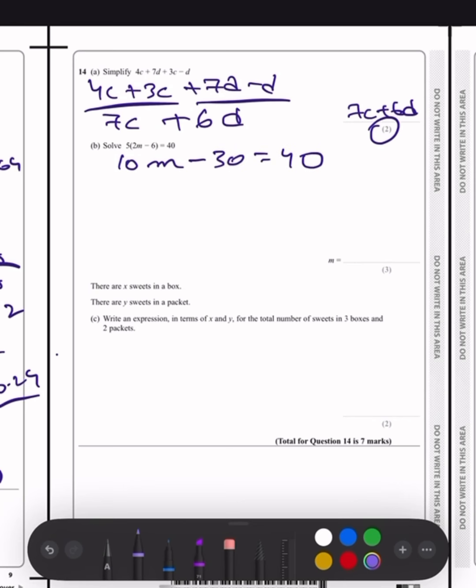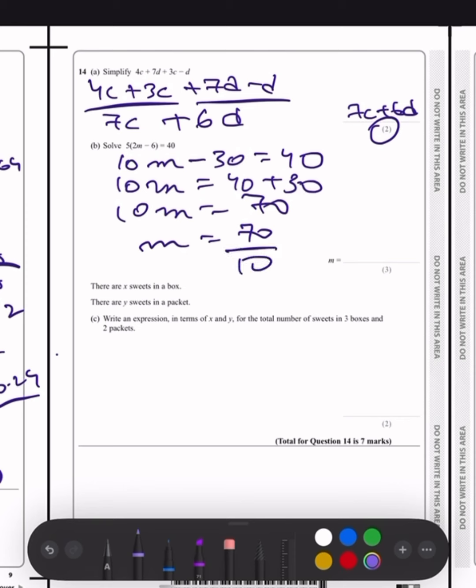Here we know we can find m itself. So we do 10m is equal to, when the minus goes to the other side, it goes into plus. So we do 40 plus 30. 10m is equal to 70. And then we know m is equal to 70 divided by 10, because this was multiply. Now it goes to divide as soon as it gets to the other side of the equals sign. So 70 divided by 10 gives us an answer of m equals 7. And that's your answer, and that's how you will earn all of your 3 marks.